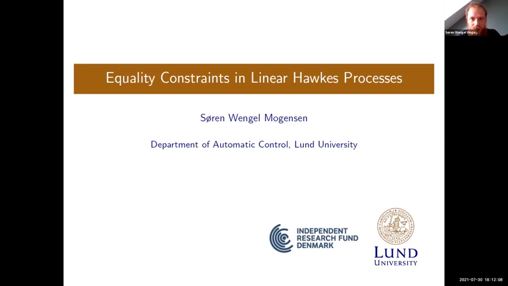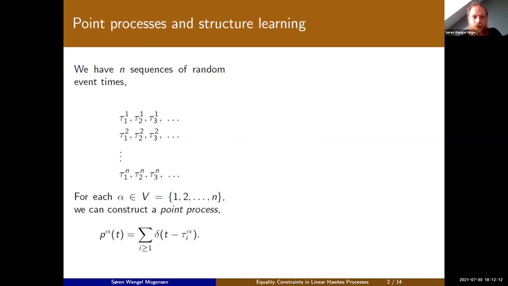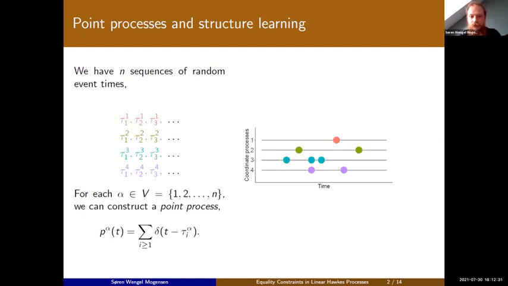To get started, and before I give an overview of the talk, we need to agree what a point process is. Essentially, we assume that we observe some data that we can think of as these n streams of events. So we have n different sequences of random event times. And from this, we can construct a point process. I'll just give you an illustration of this.